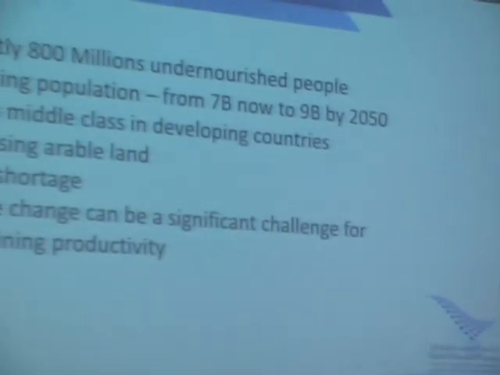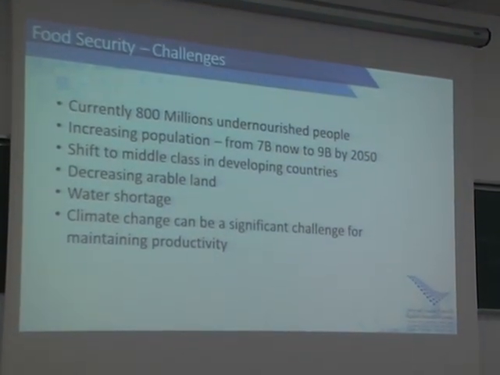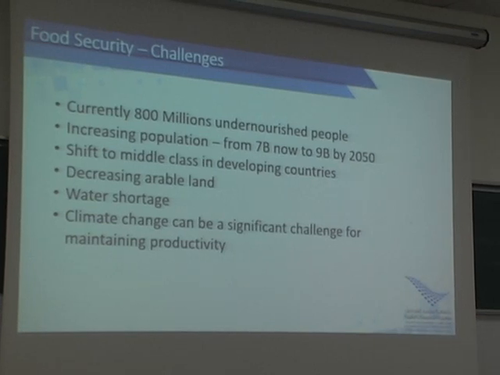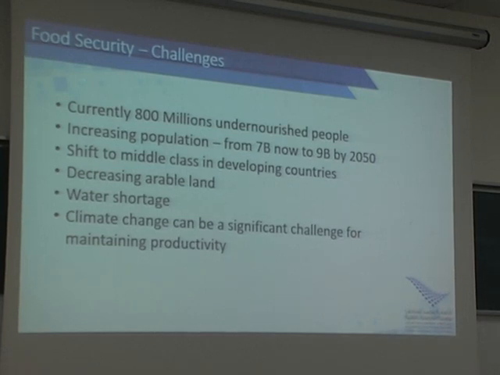And of course, there's a decrease in the arable land due to erosion, salinity, etc. Water shortage. In India, for example, and China, a lot of wheat that's produced is through irrigation and using underwater tables that are decreasing. It is expected that in a few years there will be a significant water shortage, and then growth will have to rely on rain. And finally, climate change can be a significant factor for maintaining productivity. There are models that look at wheat productivity with climate change, and it is estimated that an increase of 1 degree Celsius in temperature will reduce the yield of wheat by 6%.